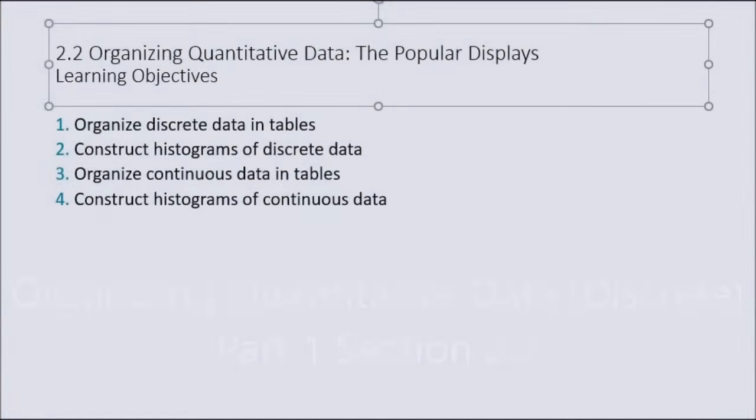Hello, everybody. We are starting section 2.2, which is organizing quantitative data. We're done with organizing qualitative data and representing them with graphs. Today, we are going to organize discrete data in tables, construct histograms of discrete data, organize continuous data in tables, and construct histograms of continuous data.